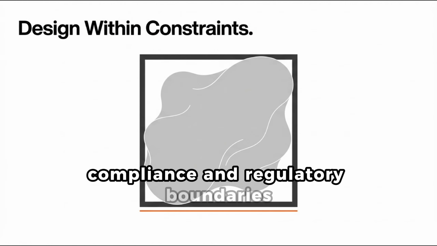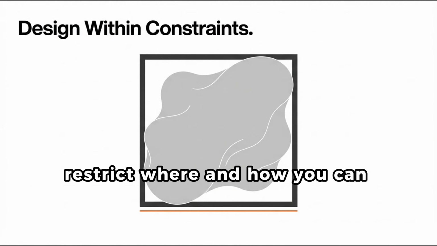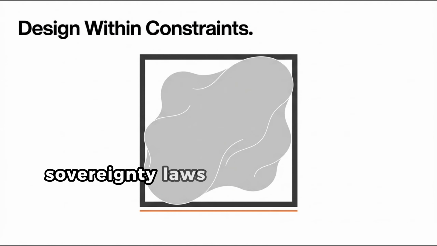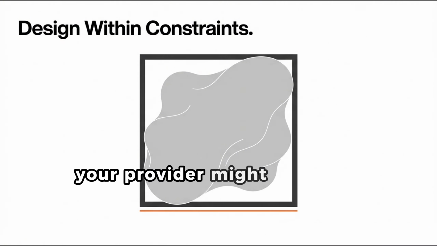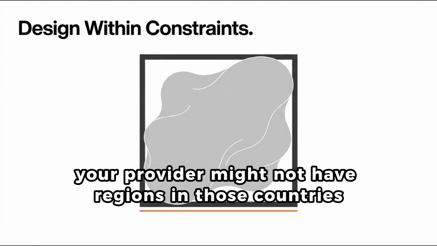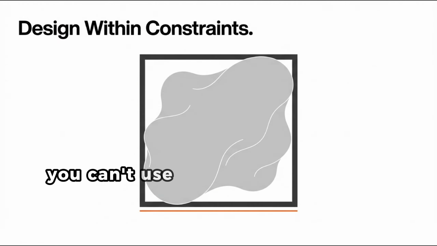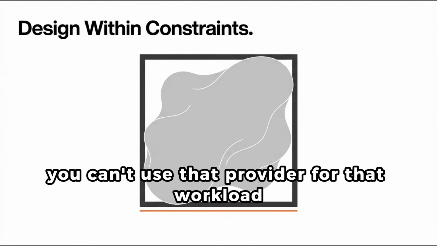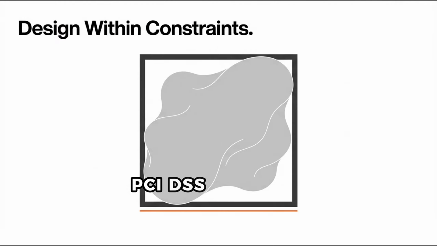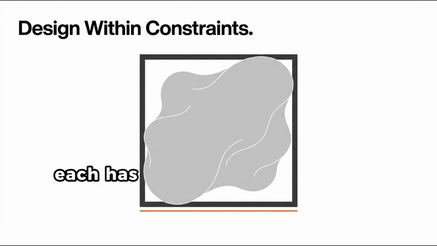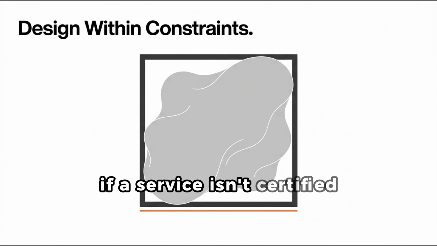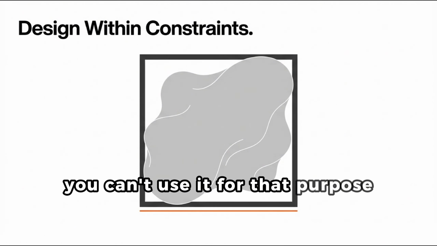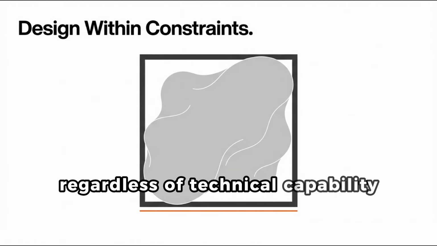Compliance and regulatory boundaries restrict where and how you can deploy. Data sovereignty laws might require your data stay in specific countries. Your provider might not have regions in those countries. That's a boundary. You can't use that provider for that workload. HIPAA, PCI DSS, FedRAMP, each has requirements that cloud services must meet. If a service isn't certified, you can't use it for that purpose, regardless of technical capability.